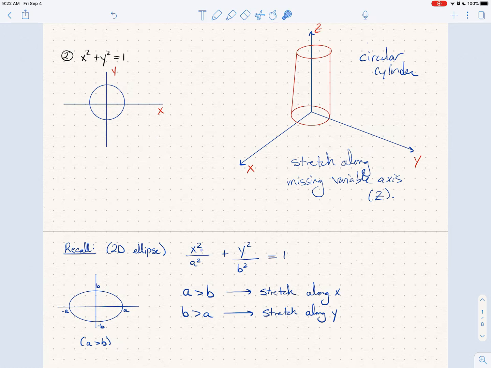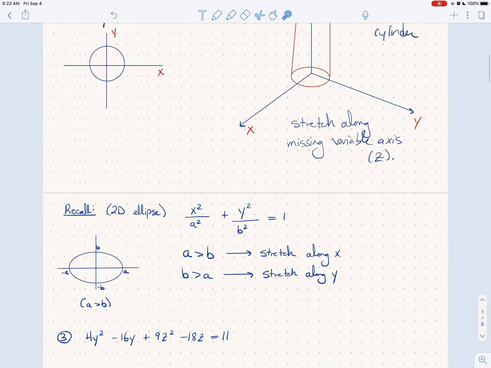If you want to shift this thing, you just write it as x minus h squared plus y minus k squared equals 1, divided by a squared over b squared. This version would just give you a shift. It would put your center at h comma k. But let's think about it when it's centered at 0.